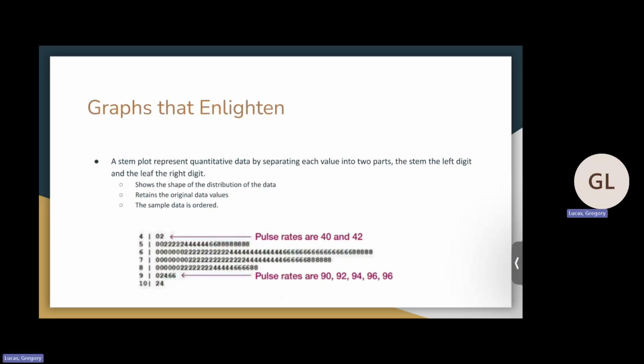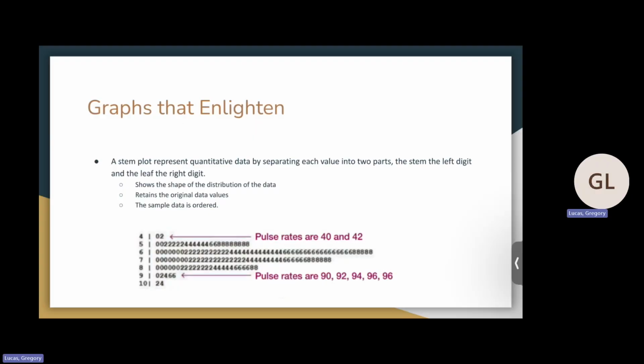If we use this same data set, interpreted another way, we have what's called a stem plot, or sometimes stem and leaf plot. This represents quantitative data by separating each value into two parts. The stem is the left digit, and the leaf is the right digit. So it still shows the shape of the distribution of the data. It's a lot easier to retain the original data values because they're just listed out. And it puts all of the data in order. This is a nice plot to use.